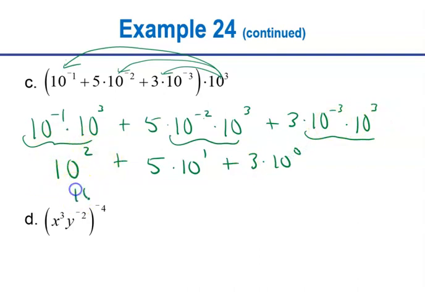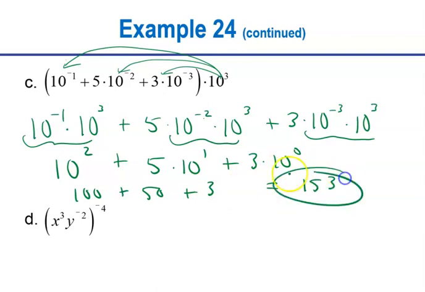So let's write this simplified. 10 squared is 100, plus 10 to the 1st is 10 times 5 is 50, plus 10 to the 0 is 1, so 3 times 1 is 3, which gives us 153. Now let's see how that typed up.